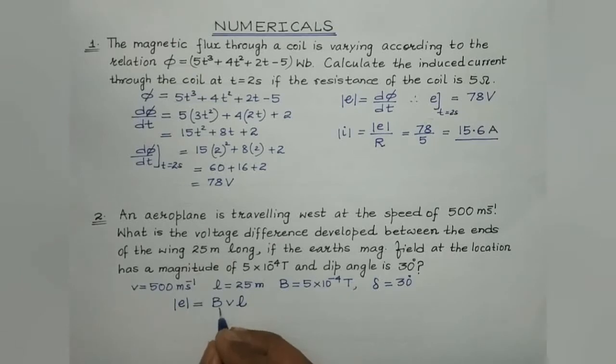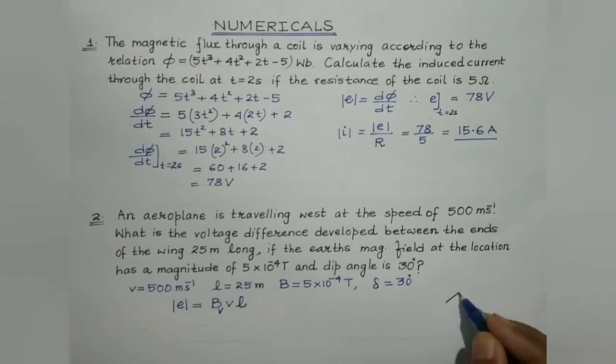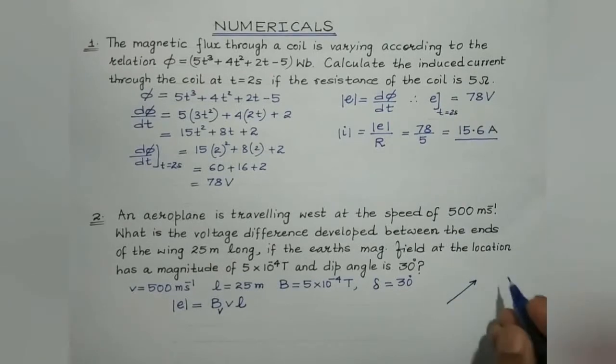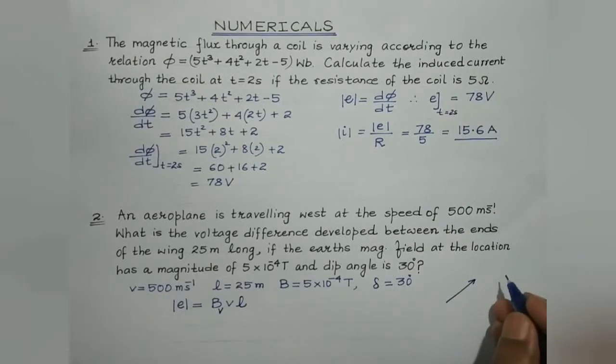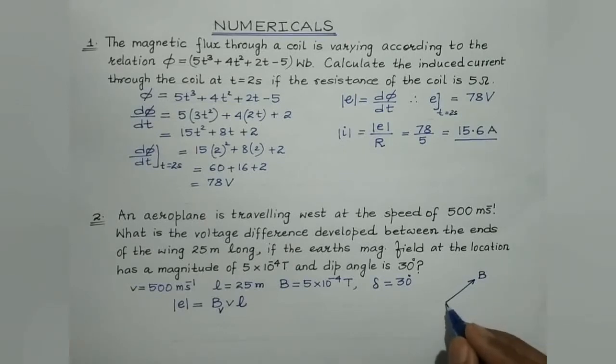So this must be the vertical component, right? Suppose this is the Earth's magnetic field, right? This is the Earth's total magnetic field. This is B. So it can be resolved into two components. This is the horizontal along the ground.